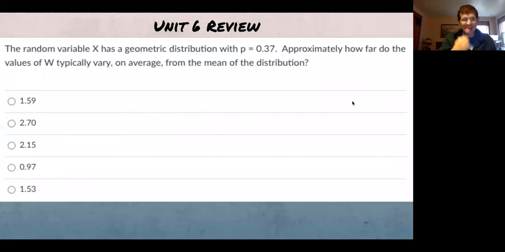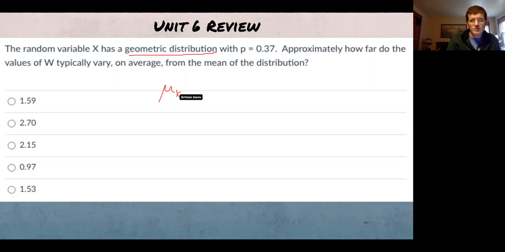All right, so let's move ahead. Random variable x has geometric distribution with p equals 0.37. Approximately how far do the values of w typically vary on average from the mean of the distribution? So this is a geometric distribution. The other formulas that you might need to use on occasion, if you have a geometric distribution, the mean of it is going to be 1 over p.